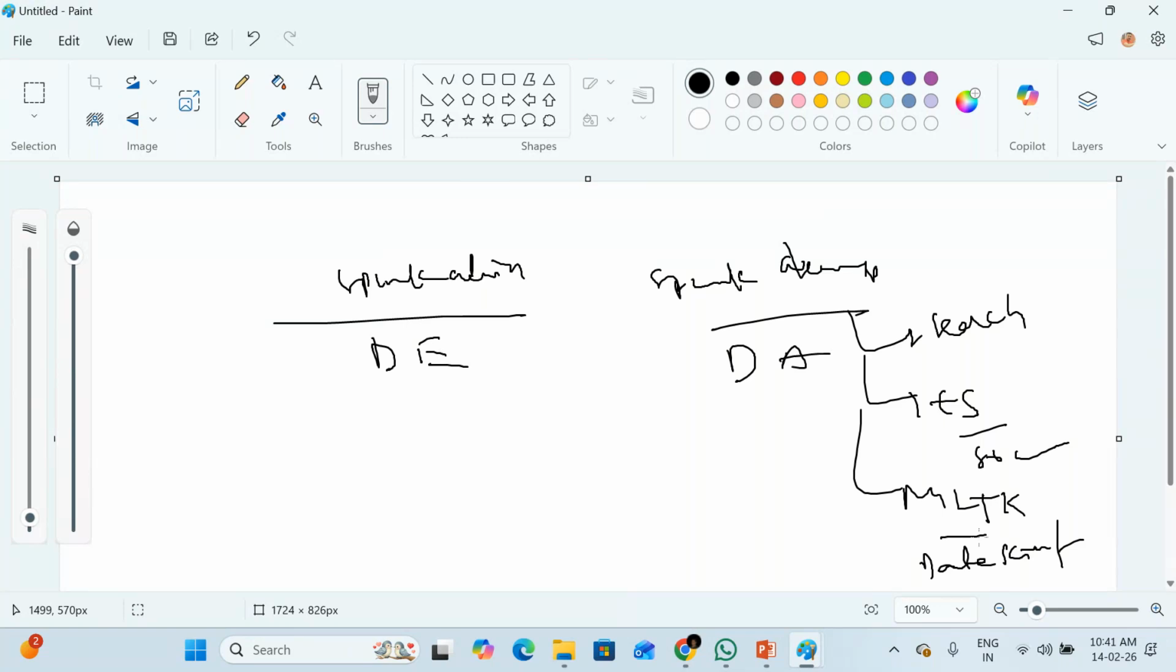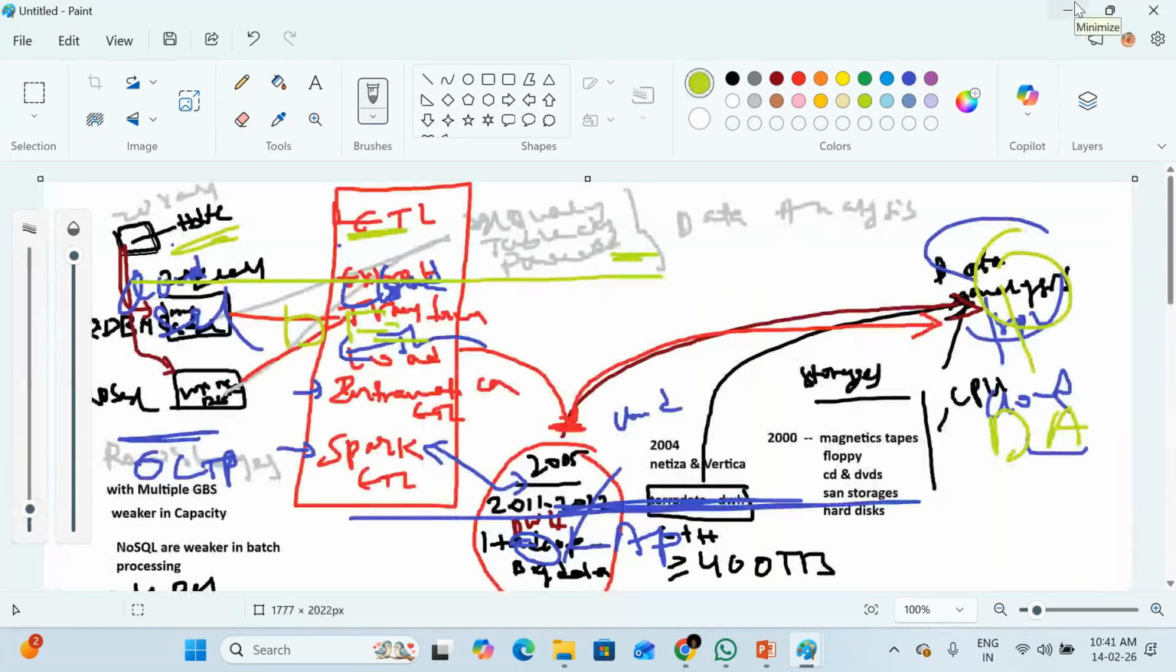Okay, one point I can read and I can go through to the next slide. But my intention is to teach you how the exact process happens and where we stand. Foundation. Yes.